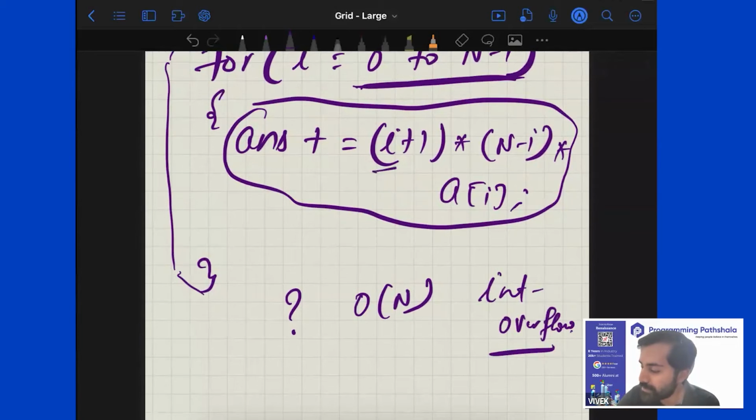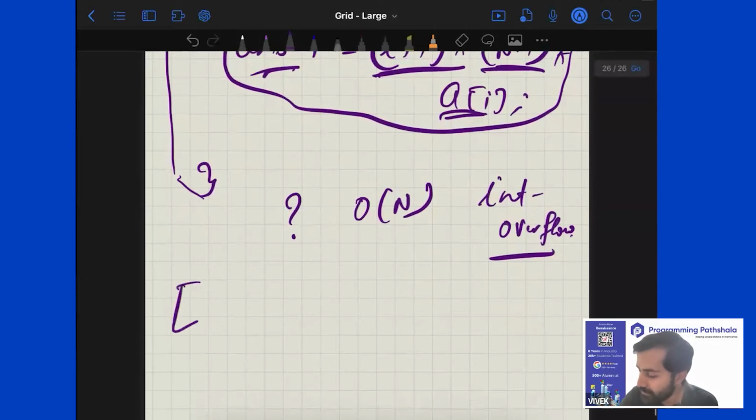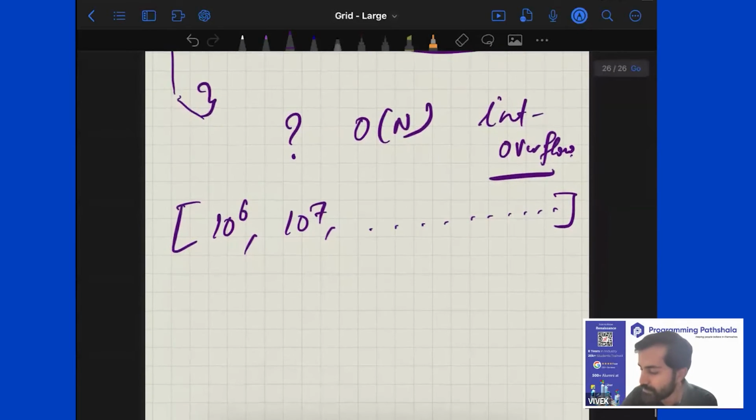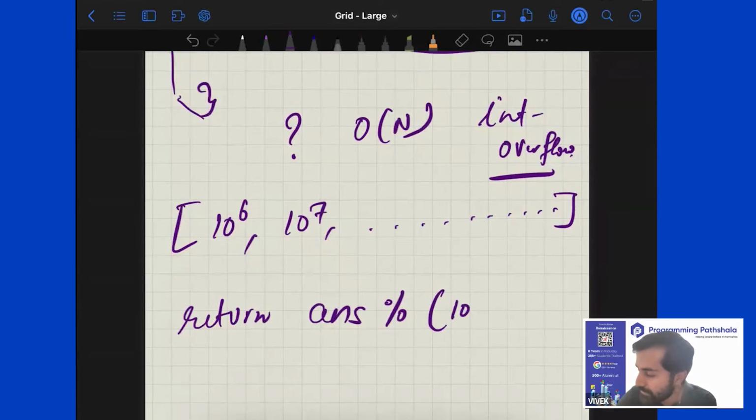Why? Because you are doing so many multiplications and then you are adding. Just imagine, if you have an array which contains very large numbers, 10 power 6, 10 power 7, very large numbers, and then there are so many of those, right? So it may happen, in fact, it will happen that the answer might not fit inside an integer. So in such questions, if you read the problem statement, the last line of such questions, you might have read such questions on Codeforces or HackerRank or LeetCode. It says that, hey, please return answer modulus some special number, like let's say 10 raised to power 9 plus 7, something like this.